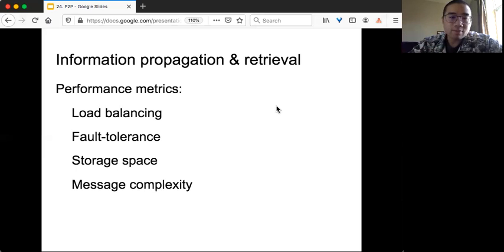You can think about this problem as information propagation, where you want to retrieve some information. Some of the important metrics that we care about are load balancing, meaning how many messages you need to forward, how many peers you need to know, and how many ping pong or heartbeat messages you need to send. Of course, we also have fault tolerance, meaning how many crash failures we can tolerate, or what churn rate we can tolerate, and also storage space, meaning how many things you need to keep track of. And when you do a message query, how many messages you need to send. All those things are important metrics, both in theory and practice.